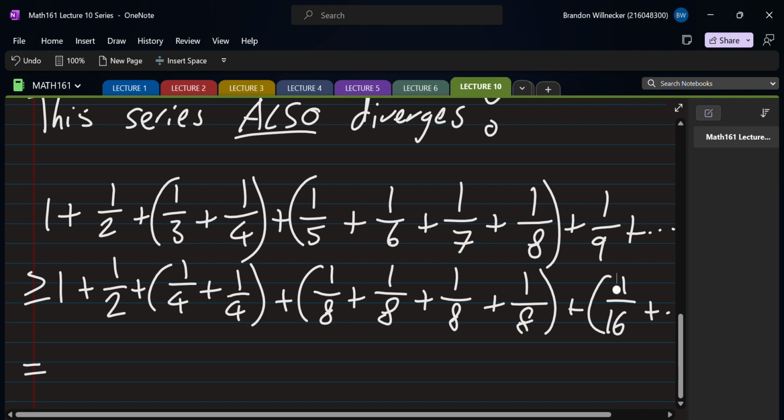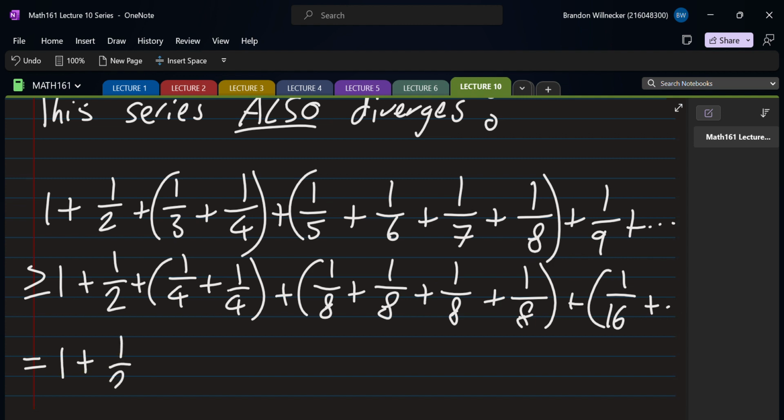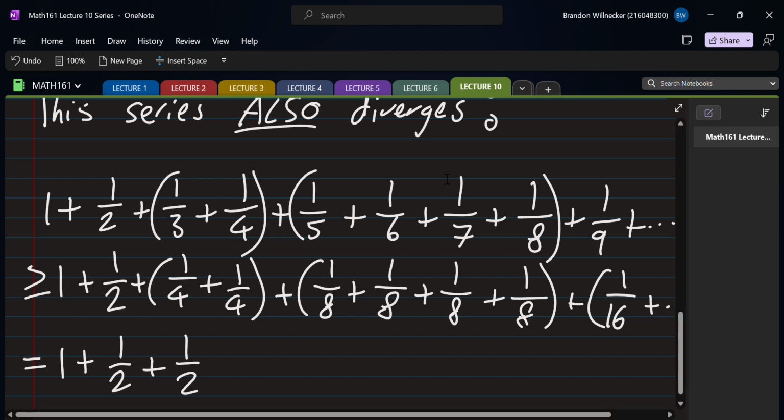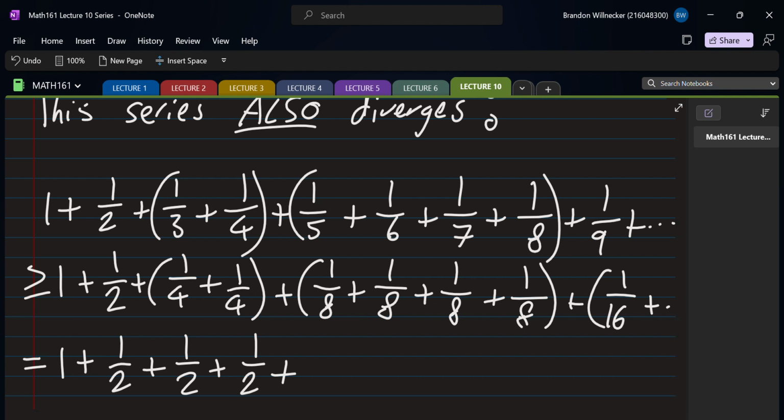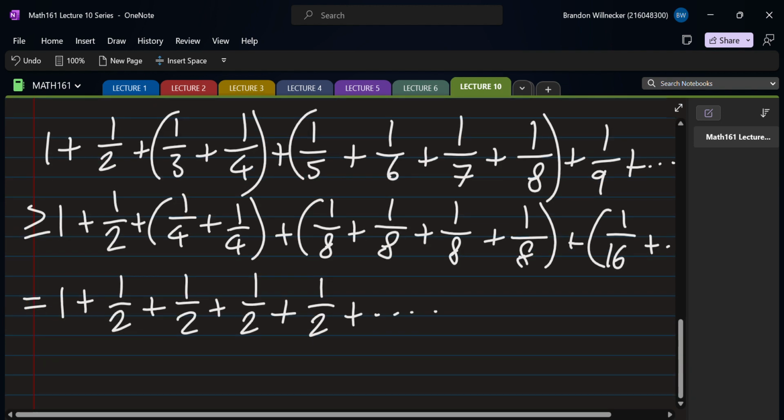But now let's sum them up, and we'll see something. So the 1 stays, then we have a half. A quarter plus a quarter, that's a half. 1/8 plus 1/8 plus 1/8 plus 1/8, that's 4/8, which is 1/2. For the next grouping, we're going to have 1/16 plus and so on. We're going to have 8 of those. So 8/16, that will be a half. And the same thing applies to all those groups that I made.